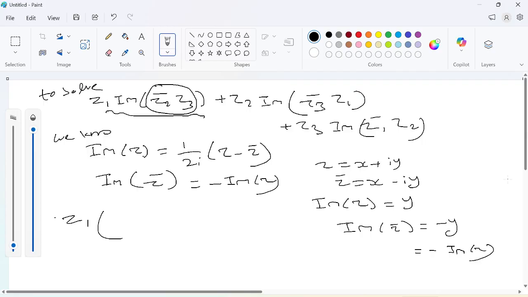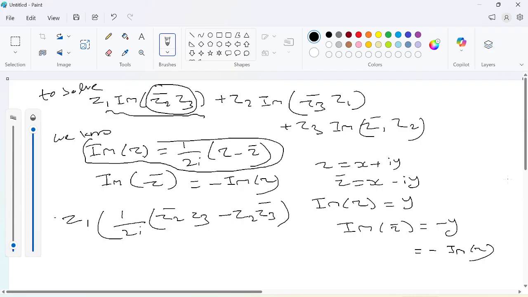Now, I can write imaginary of Z2 bar Z3 as 1 by 2i into, in place of Z, put this Z2 bar Z3, minus, now in place of Z conjugate, reverse the conjugate now, Z2 Z3 conjugate. That's what imaginary of Z is. Now, in place of Z, I am writing Z2 bar Z3 because this is also one complex number, because the product of two complex numbers is again a complex number.